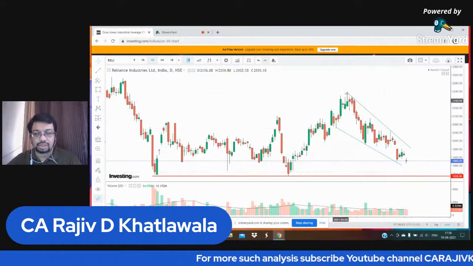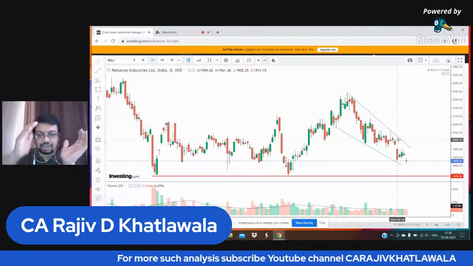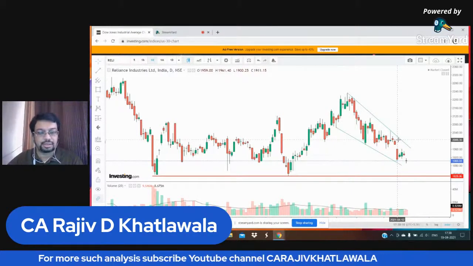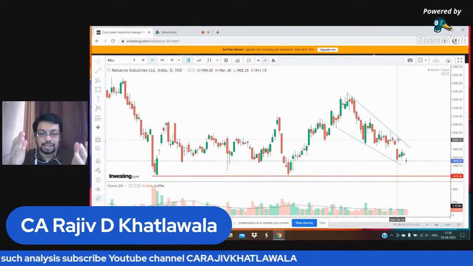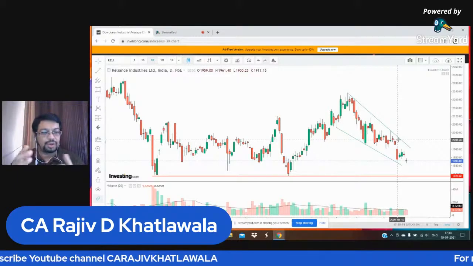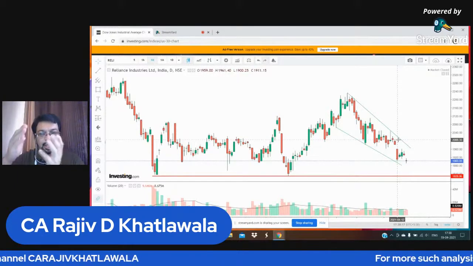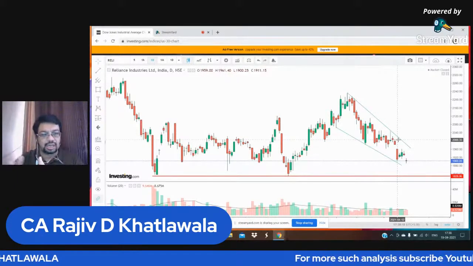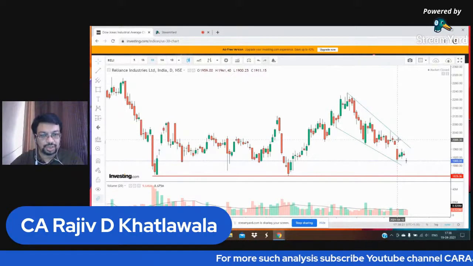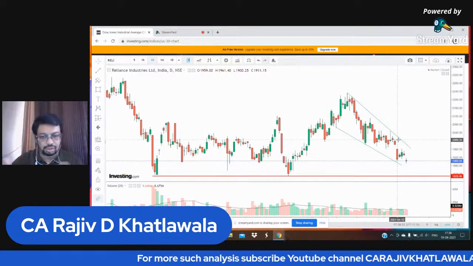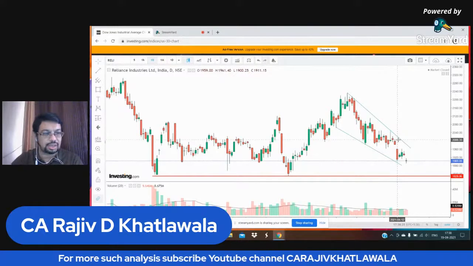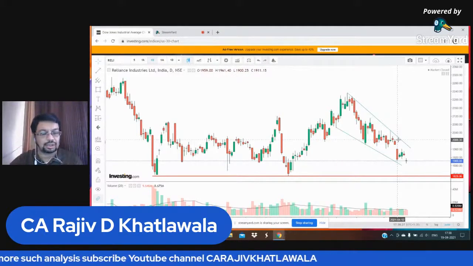So this stock is broadly in a channelized movement. In fact, if you observe the chart of Nifty also, you will find that Nifty and Bank Nifty are also in a channelized movement for the last few weeks. So it is nothing astonishing that Reliance is also in a channelized movement.